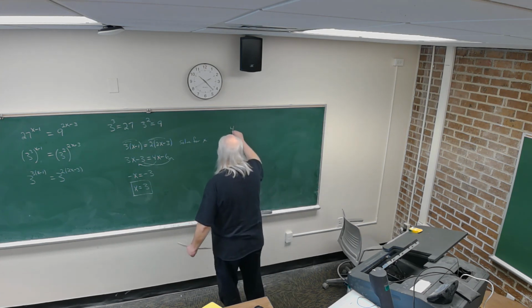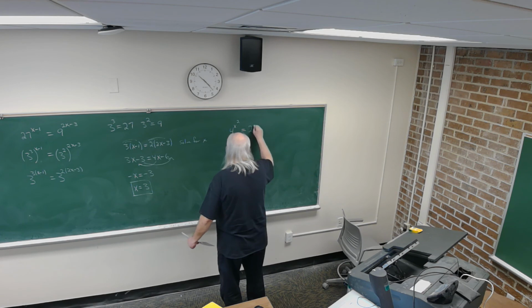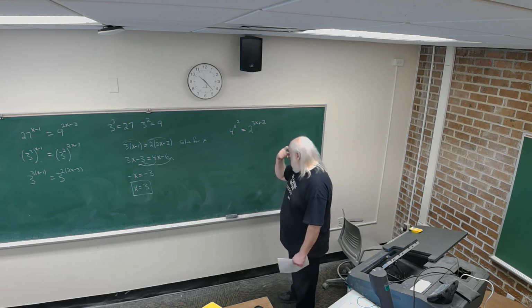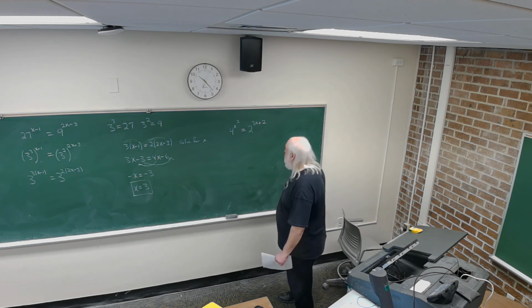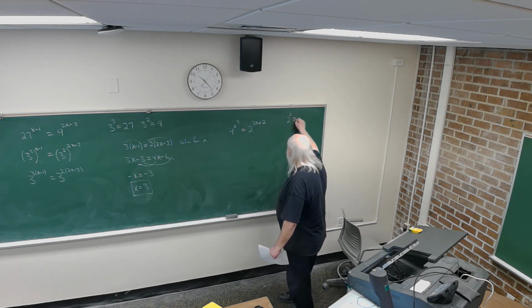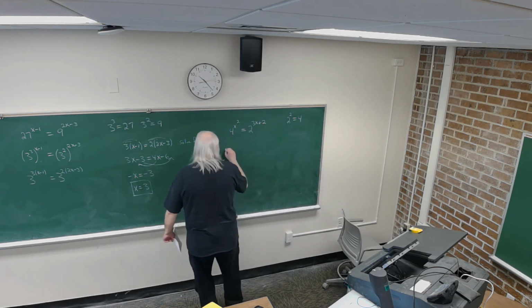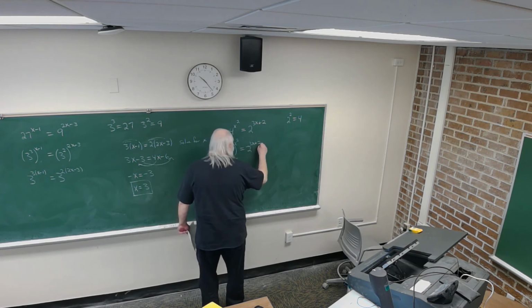All right. In B, we have 4 raised to the x squared power is equal to 2 raised to the 3x plus 2 power. Different bases. So we can't use the one-to-one property yet. But you know that 2 squared is equal to 4. So we're going to replace 4 here with 2 squared. We have 2 squared raised to the x squared power is equal to 2 raised to the 3x plus 2 power.